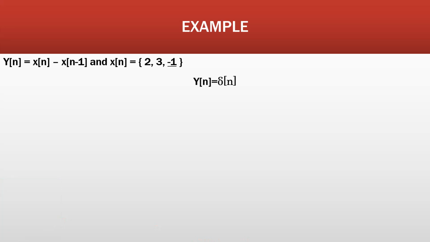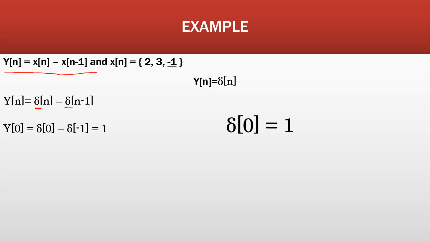As we are going to calculate the impulse response, we are taking y of n equals delta of n. Rewriting the system into delta form by simply replacing x by delta. Now by varying the value of n, we are going to find the impulse response.